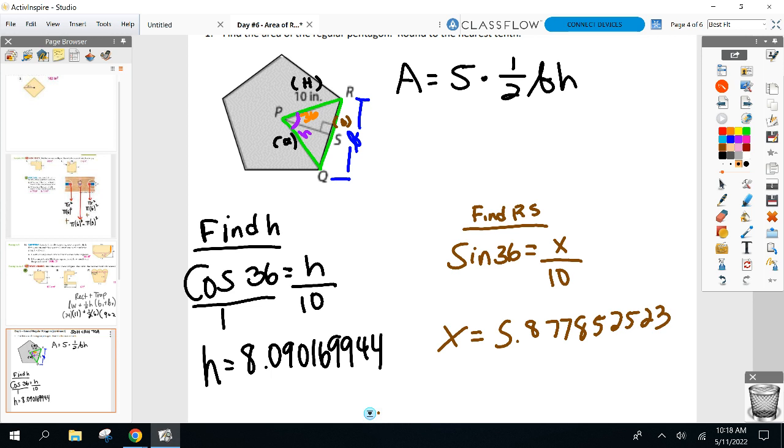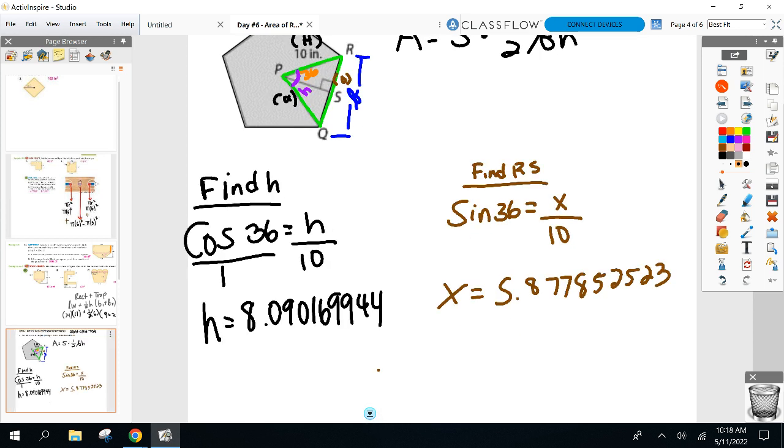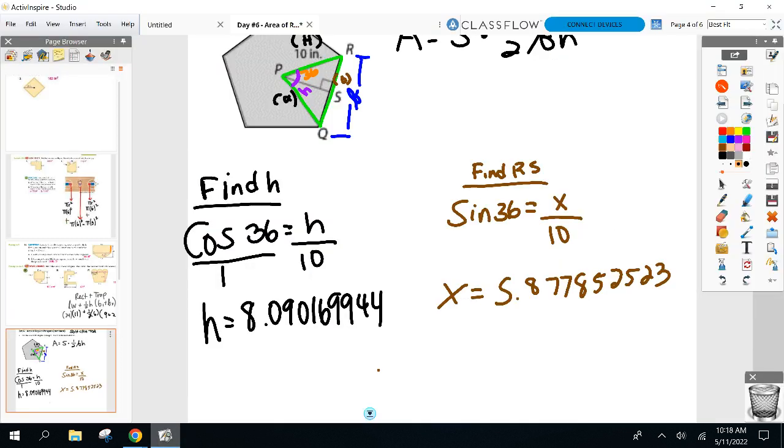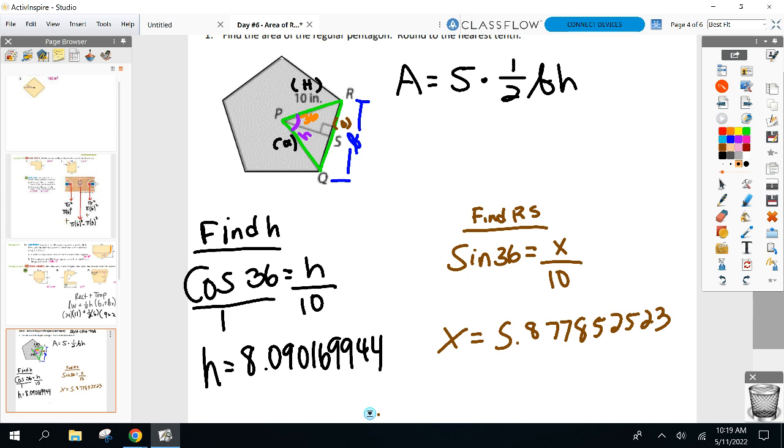And going back to what I said a couple seconds ago, that's not what I'm going to plug in for the base, is it? I don't want to plug 5.877 in for B. What do I still need to do to this before you plug it into the formula? Because remember, that's RS right here. I'm trying to find the base to plug into here. So this is just RS. What do I need to do to it to get to the full one? Multiply it by 2. Everyone see that?